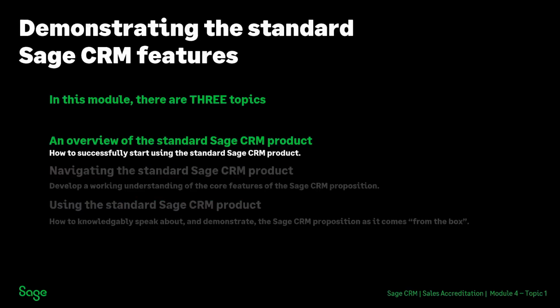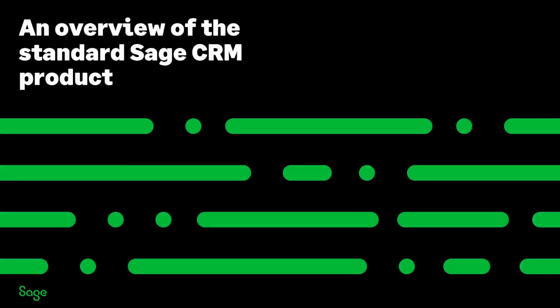Here is the topic we're focusing on in this video, with information specifically on the overview of the standard product and how you gain access to it. Once you've completed this topic, you should move on to the further topics and thus complete the module. Let's start with an overview of the standard Sage CRM product and how you would gain access to it.